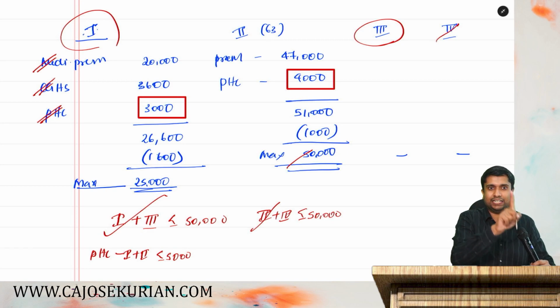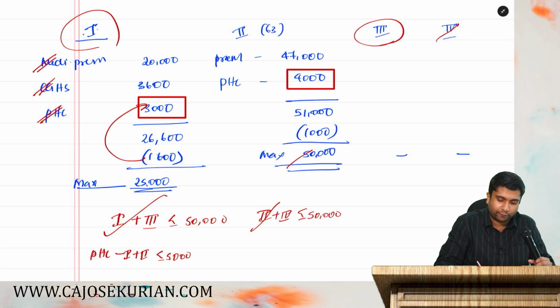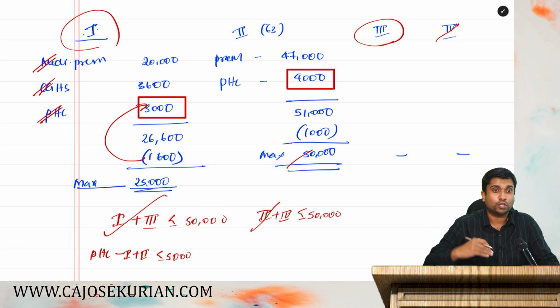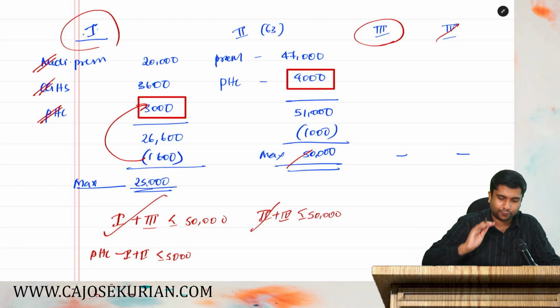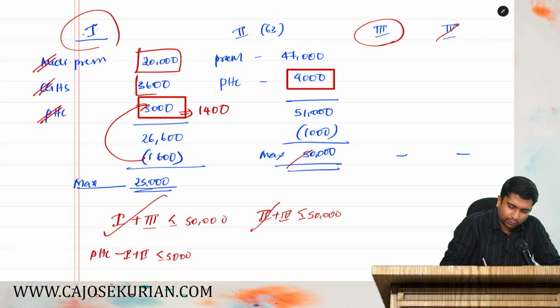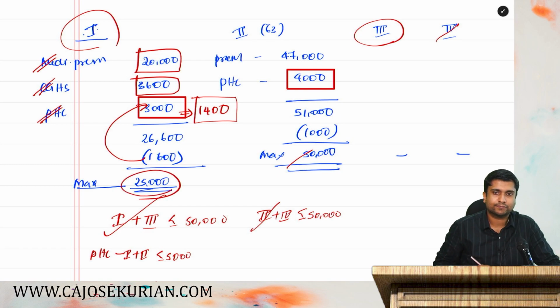For the better way, you need to consider it from the preventive health checkup, so that the preventive health checkup will come down. Automatically, the overall condition will get satisfied. So I am disallowing this 1,600 from preventive health checkup. So how much will be the preventive health checkup? Only 1,400. So this 20,000, this 3,600 and this 1,400 become 25,000.